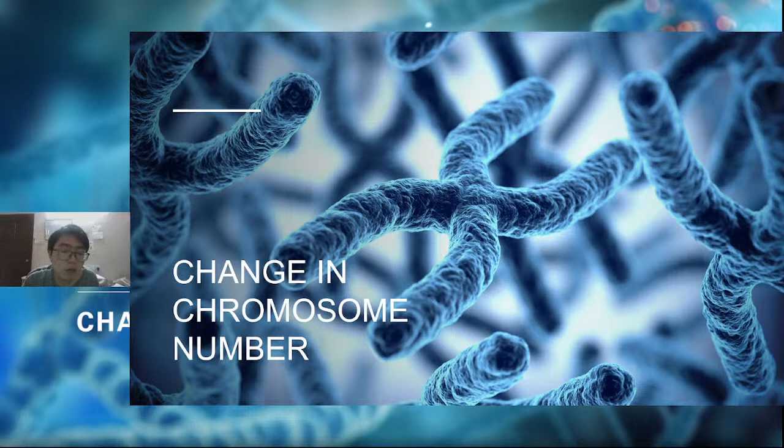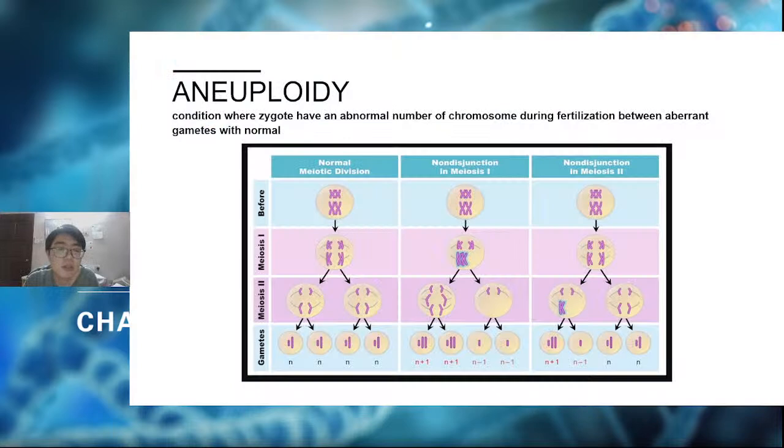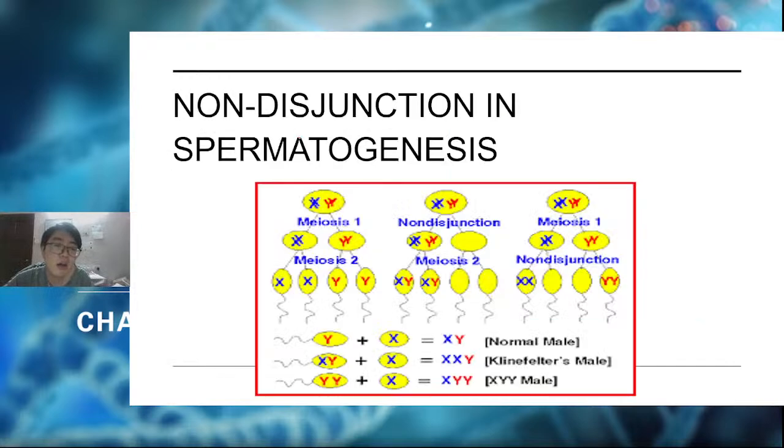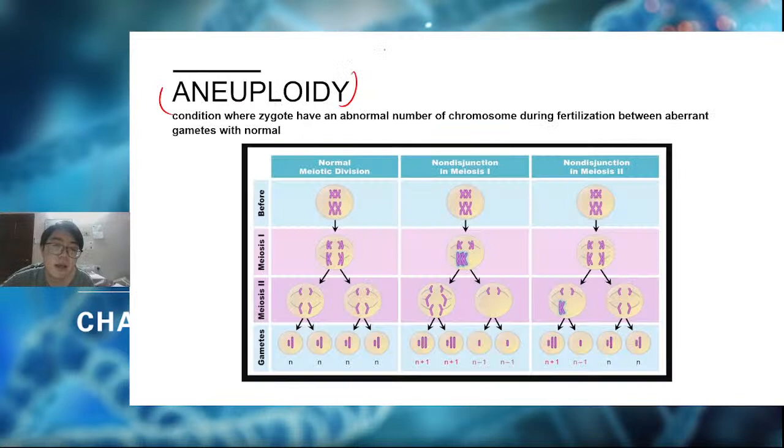Next is about chromosome number. So this does not include the sequence of the chromosome; it involves chromosome number. There are two types. One is called aneuploidy, and another type is called polyploidy. So there is a difference: this one is aneuploidy, this one is polyploidy.